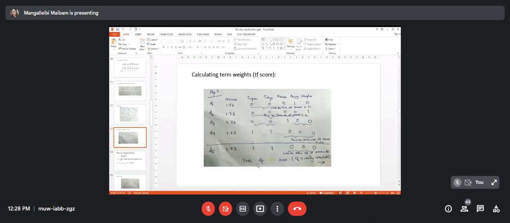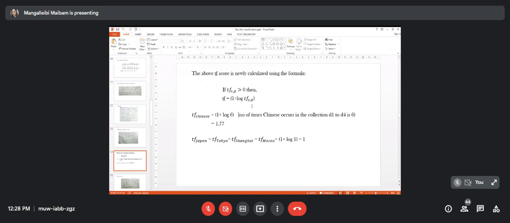Why are we calculating the new TF score? Since the terms are not present in D5. Suppose for D5, not all the terms are present. Macau is not present, Beijing is not present, Shanghai is not present. So we are calculating a new TF score, using this formula: TF equals 1 plus log of TF(t,d), the term frequency for the term in the document.